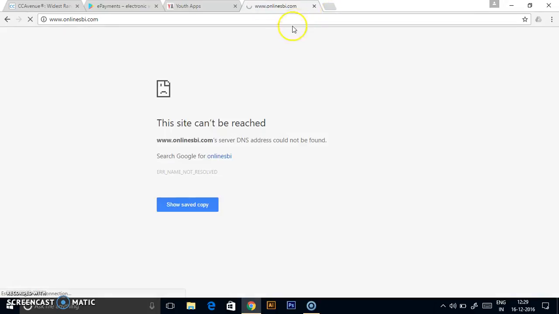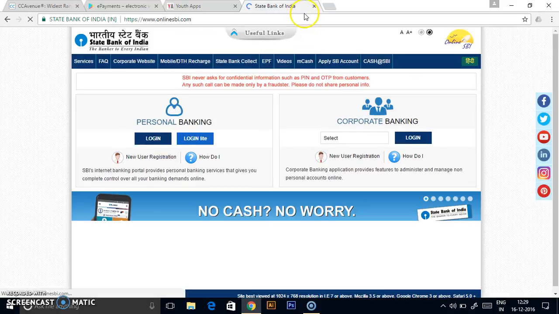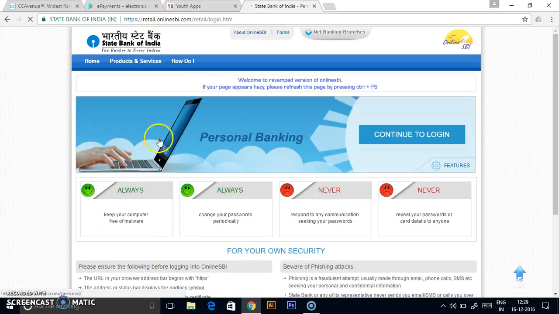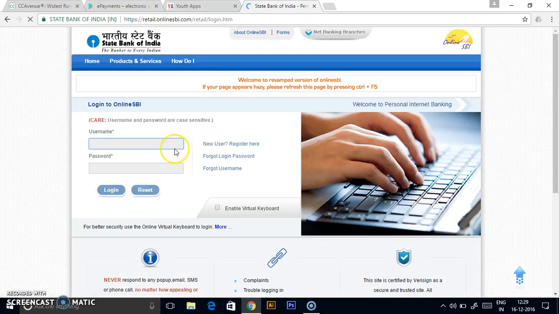And you will be able to transact it. So what you do is you click login here. This is your personal banking. Continue login. You just need to enter your username and password, and you will see all the services that you typically see in a banking environment. You can transfer money, you can create fixed deposits, you can have mutual funds, everything.